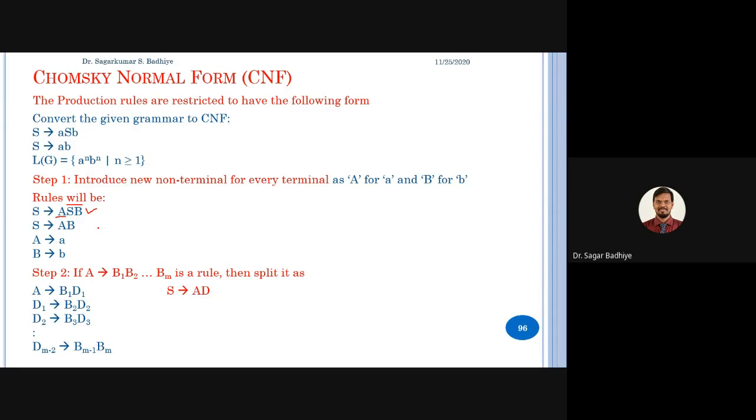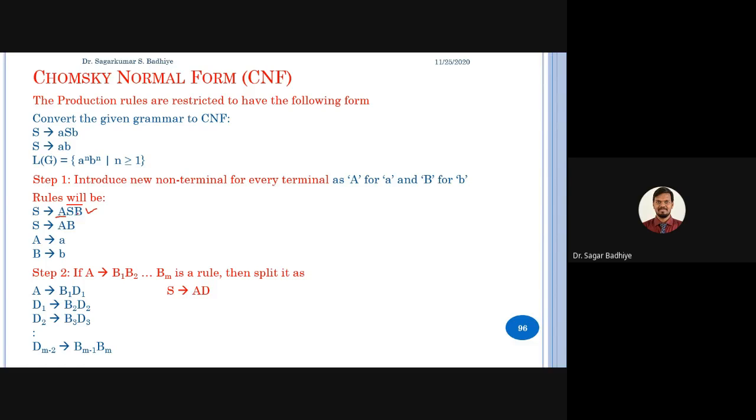We can take any non-terminal. Here I have used D, because I used D here also. You can use C, you can use X, you can use any non-terminal, any symbol, right? So here I kept A as it is and replaced SB by D. Now these are the last two symbols. That means I am in this situation, Dm minus 2 like thing.